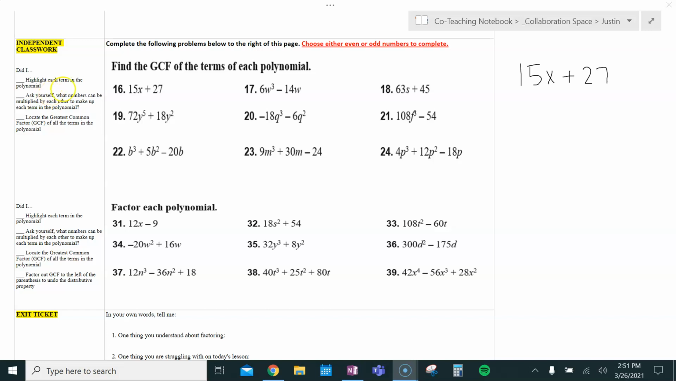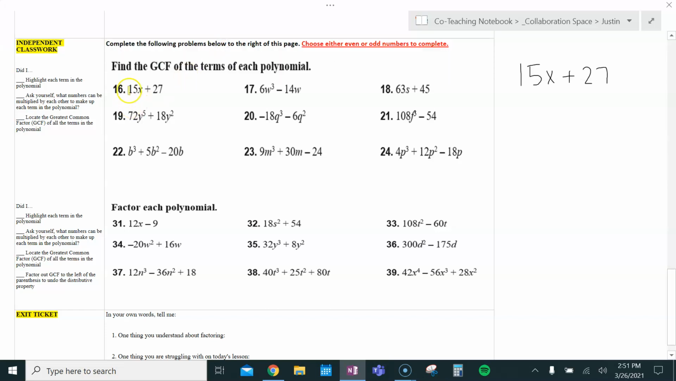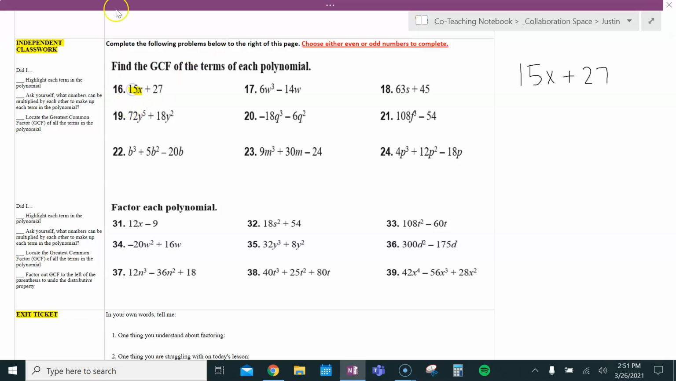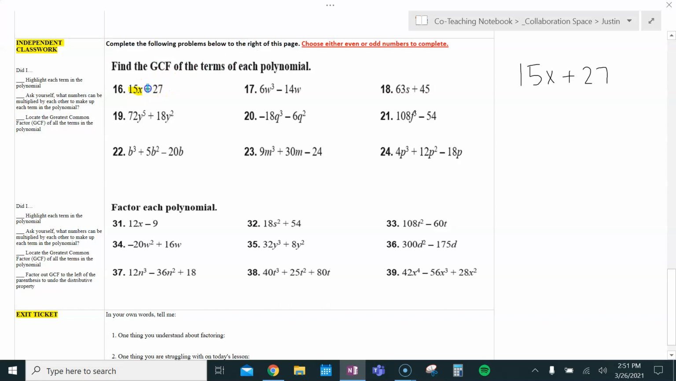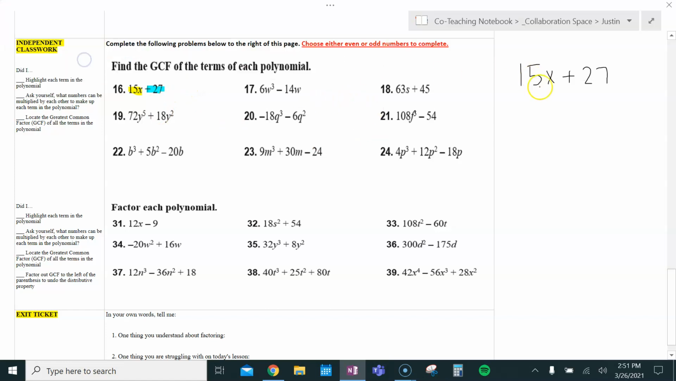So for our first part of this, we're going to highlight each term in the polynomial. So here we have 15x as our first term, and then we have a positive 27 as my second term. Okay, what we need to do is find the GCF, which is the greatest common factor of the terms of each polynomial below. So I wrote this already to the right hand side of 15x plus 27.